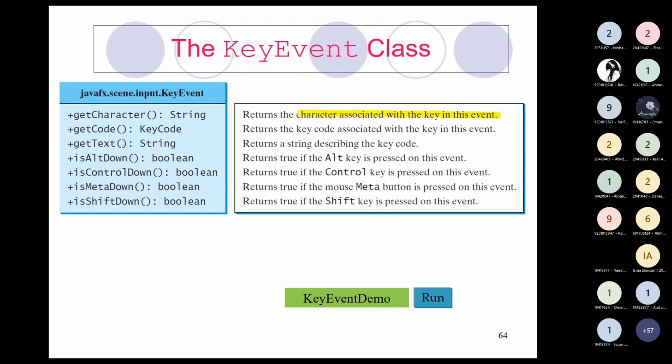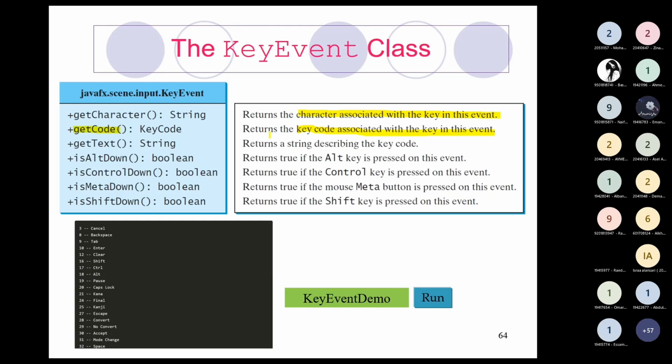Actually, there is some associated number. For example, 3 is the code for cancel, 8 is the code for backspace, 9 is for tab. So this is the key code. Okay. getText is going to return a string describing the key code. And the rest is similar to the mouse, where you check if you press the Alt, Control, Meta or Shift.